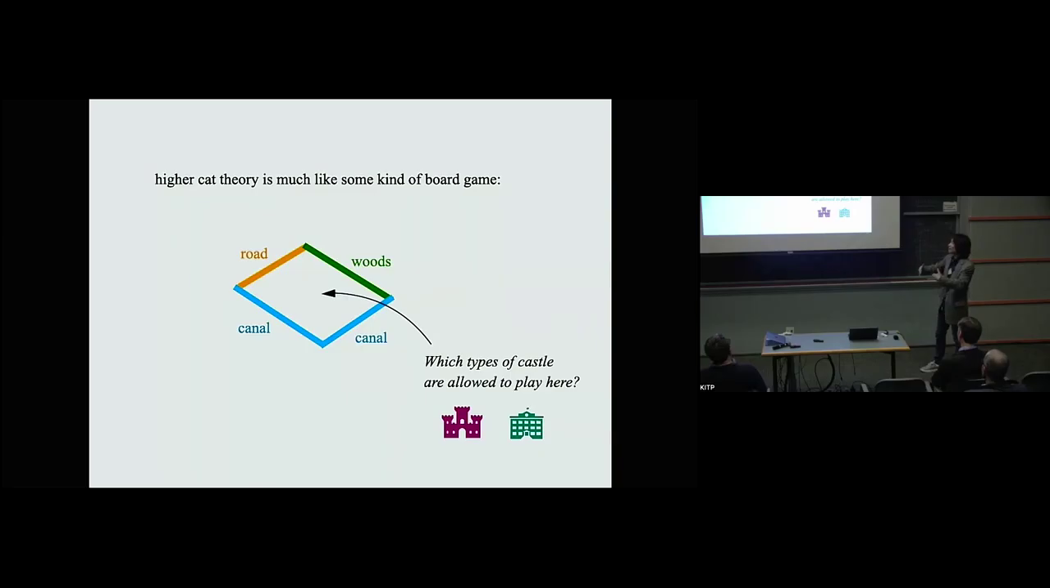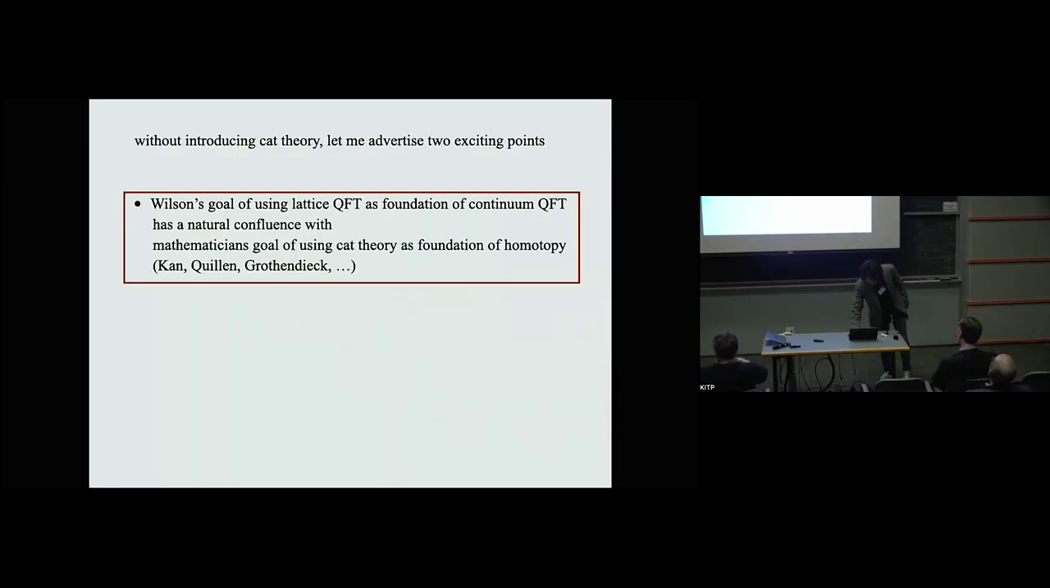And as a category theory practitioner, I'd say the equal sign is actually ambiguous and sometimes does not exist, but the arrow is actually more well-defined. So that is the reason that category theory is useful. Without introducing category theory, because obviously it's impossible in this talk, I just want to advertise 2 excitements.